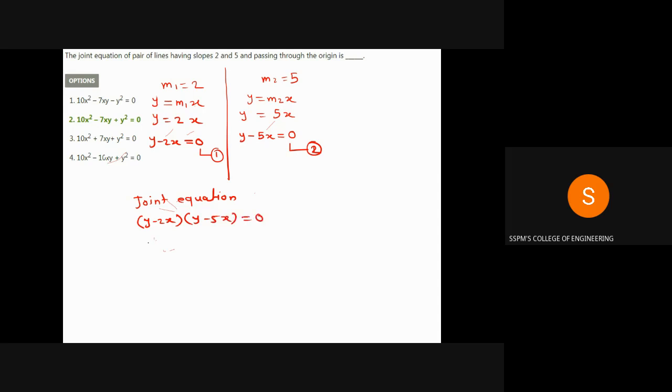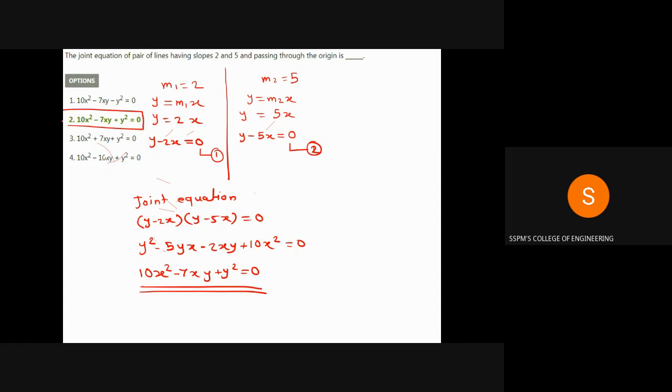Now we have to multiply this, that is y square minus 5yx minus 2xy plus 10x square, which if we solve, we will get 10x square minus 7xy plus y square is equal to 0. So this is the correct option. So option number 2 is the correct option here. Okay.